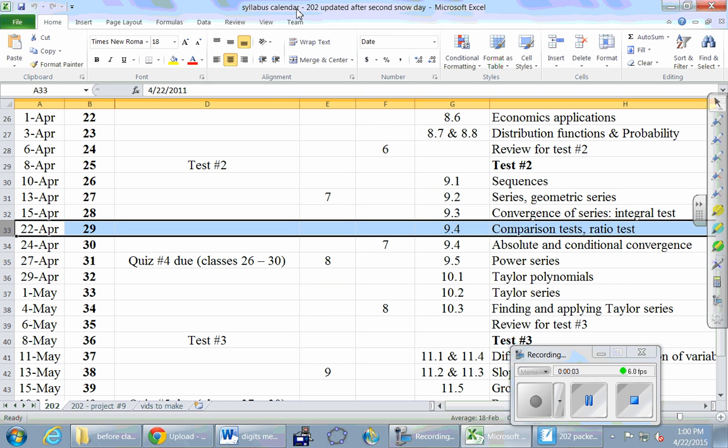Okay, today we are going to talk about some more series tests for convergence. We've got two comparison tests and one thing called the ratio test.